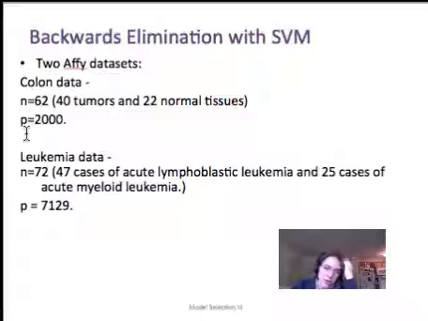In the leukemia data set, we have 72 samples, and 47 cases of acute lymphoblastic leukemia, and 25 cases of acute myeloid leukemia. So no normal tissue there. We're looking at two different types of leukemia. And the number of transcripts is 7,129. Actually, this might be genes, I'm not sure.